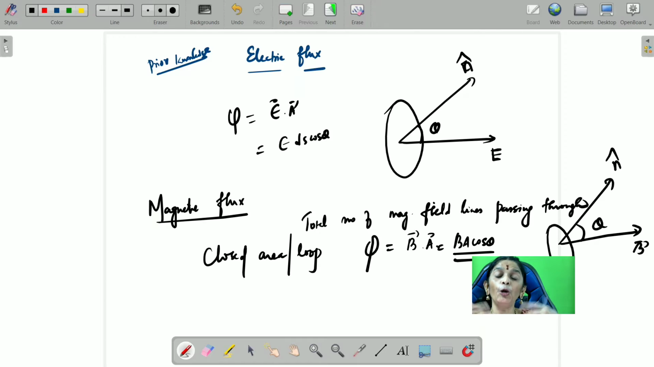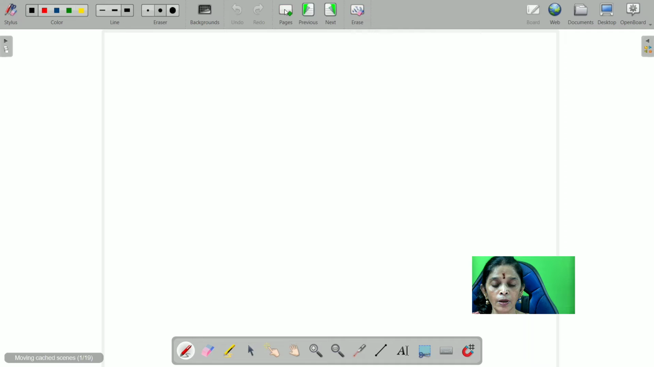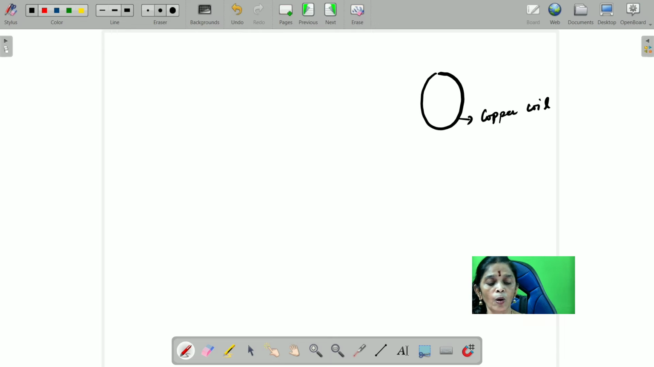But then we are going to produce some current. How is it going to produce current? Let us see here. Now this is a coil, children, a conducting coil, for example a copper coil. I am going to connect it to a bulb.